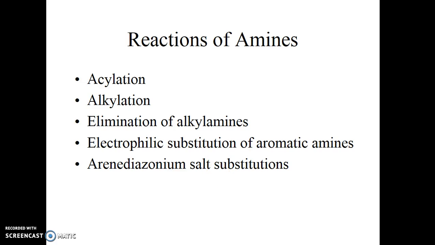The reactions of the amines that we're going to look at are rather limited. Some of them you've seen already. First of all, acylation, that's just changing an amine to an amide. Alkylation is where an amine will do SN2 on an alkyl halide. We've seen elimination before where an alcohol or an alkyl halide will eliminate to form an alkene. Well, amines can do the same thing. It's a little bit different how they do it, but we're going to look into that.